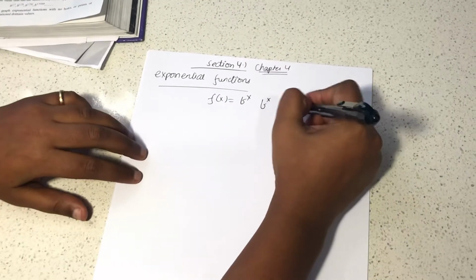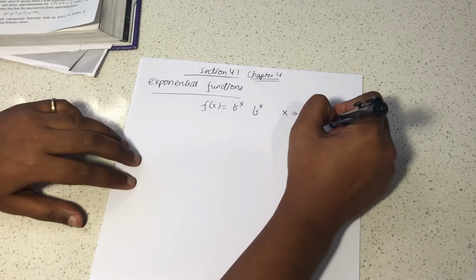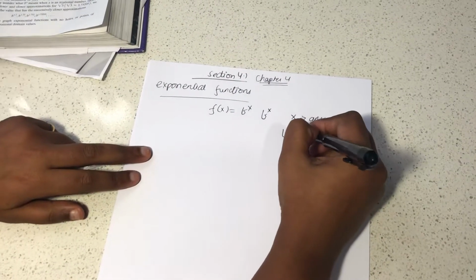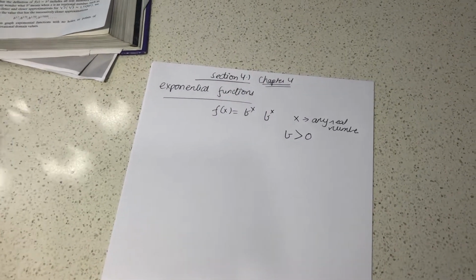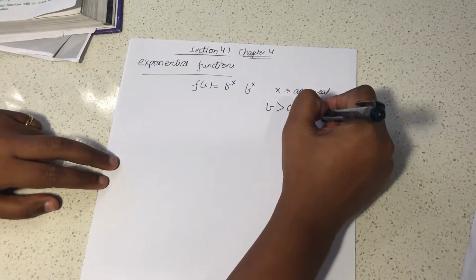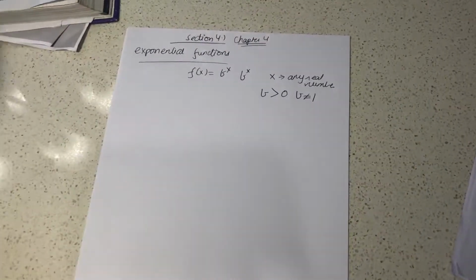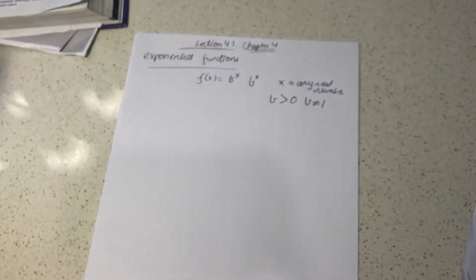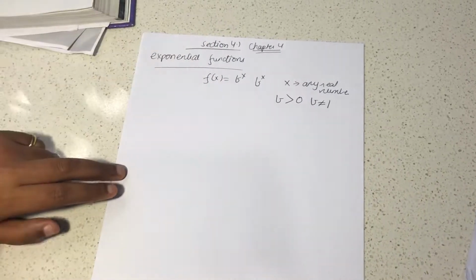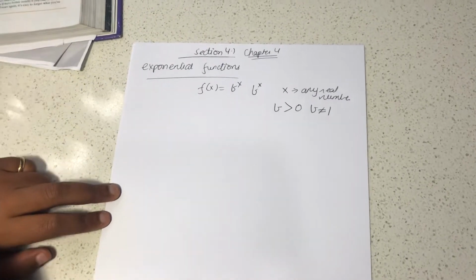X can be any real number. But for b, there is a condition. It's supposed to be greater than 0. It can be any number which is greater than 0, like 0.5, 0.6. But there is also a condition that it cannot be equal to 1. So it can be any number greater than 0 but not 1. It can be 2, 3, 4, 5, 2.5, 6, 8, 10, anything but not equal to 1. So the questions on this, that's what you're going to get, graphing.